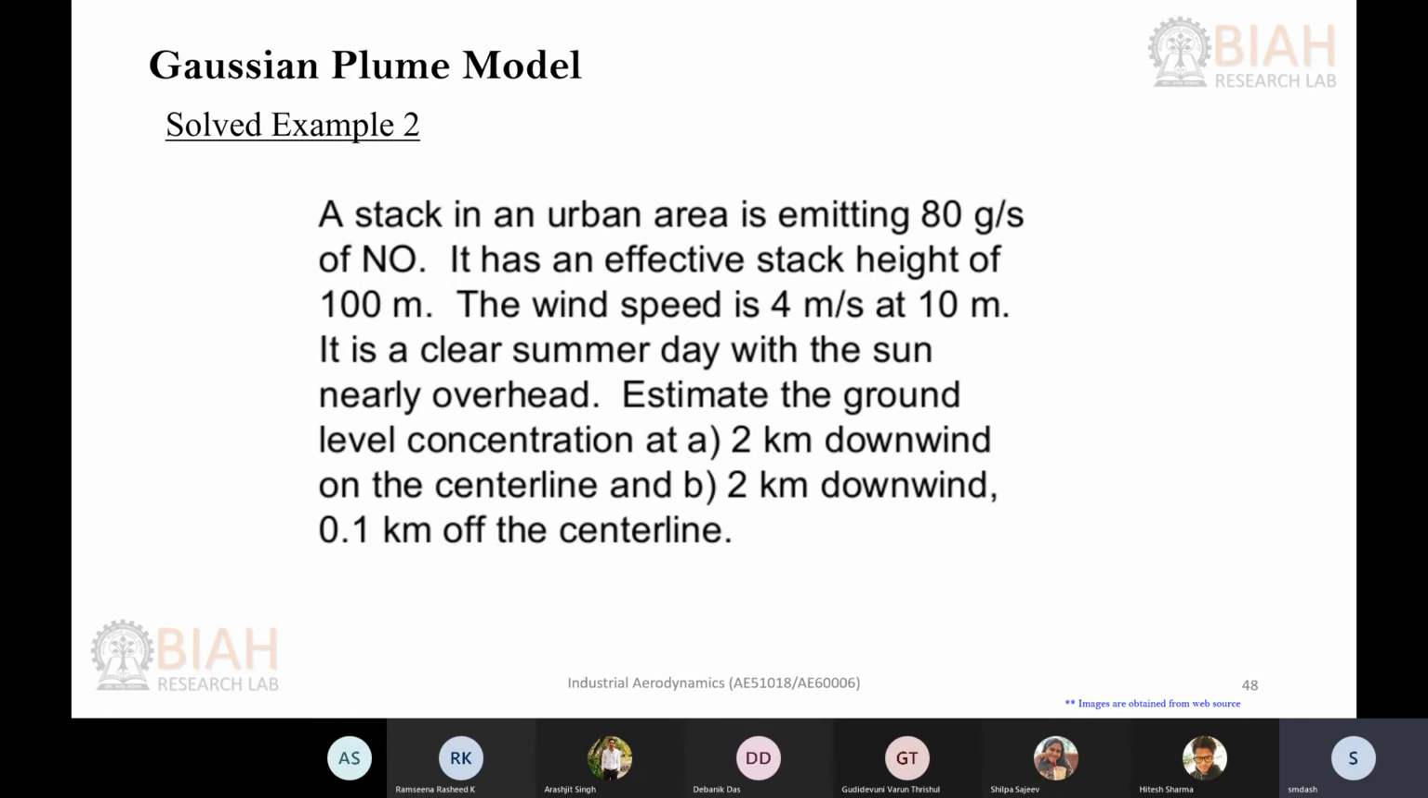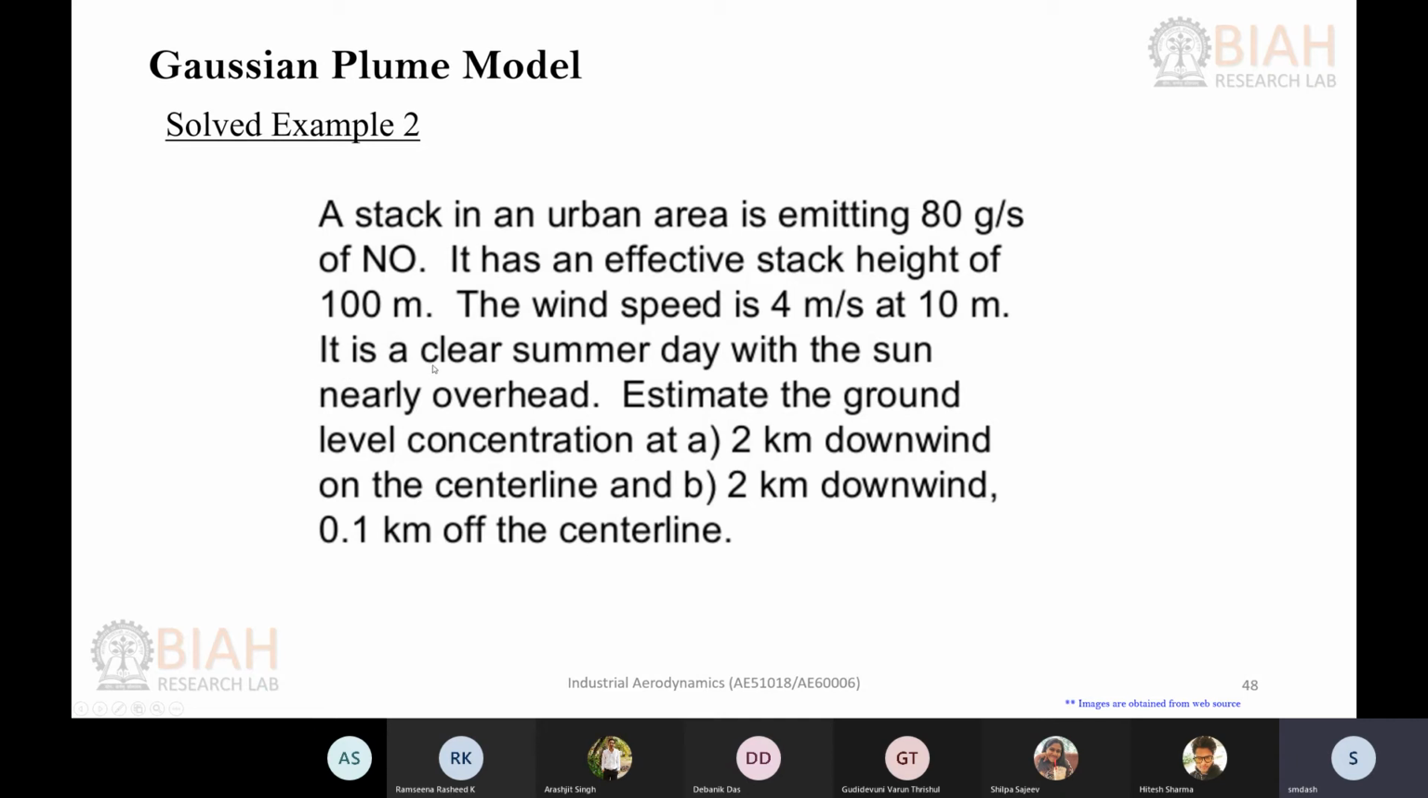So the next question is on the Gaussian plume model. A stack in an urban area is emanating at a rate of 80 grams per second of nitrous oxide. It has an effective stack height of 100 meter. You can see that effective stack height is already given to you, so you don't have to use the Holland's formula anymore. This is your H. The wind speed is 4 meter per second at 10 meter height, but the wind speed is not known at a height of 100 meter.